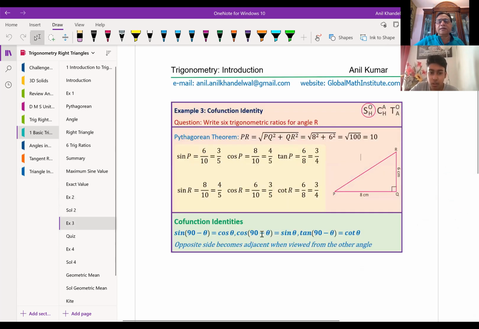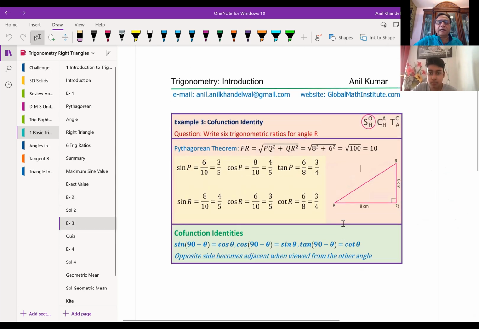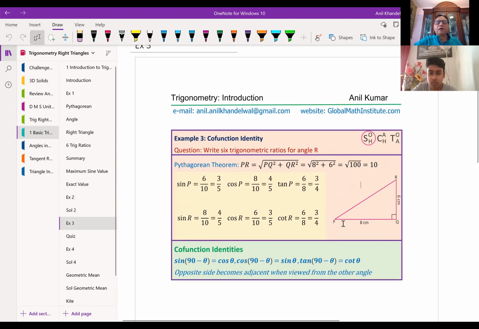Okay. Now let's take example number 2. In this example, write 6 trigonometric ratios for angle R. So this time we'll write from this side. That is the only difference. Earlier we did it from P, right?